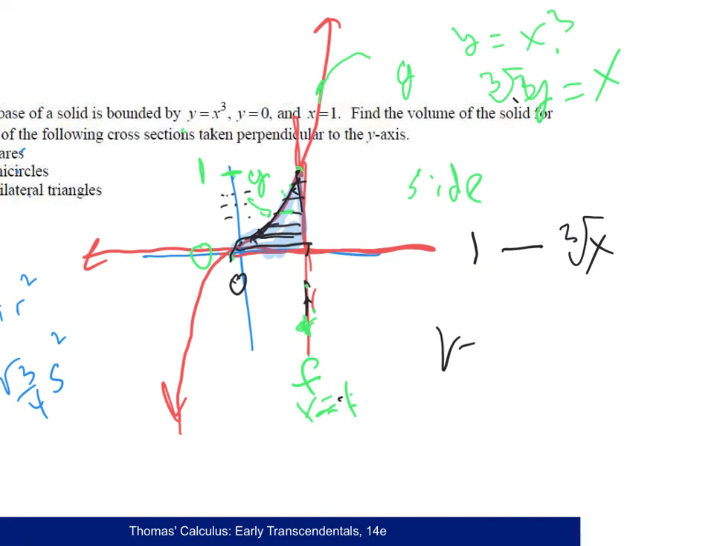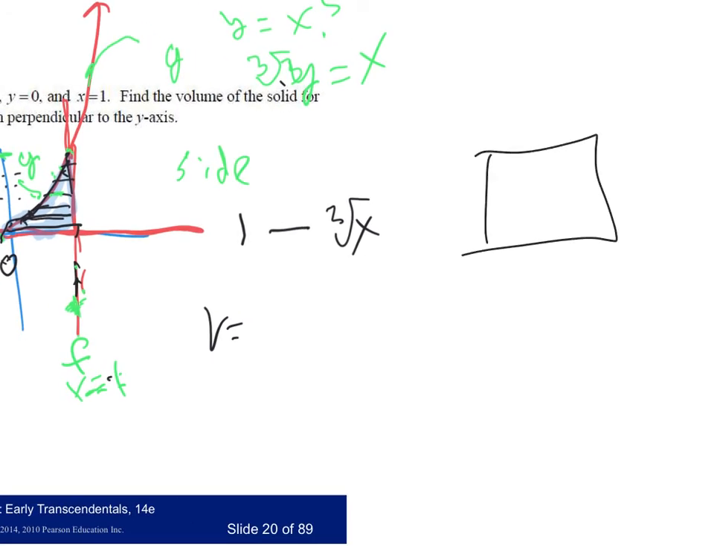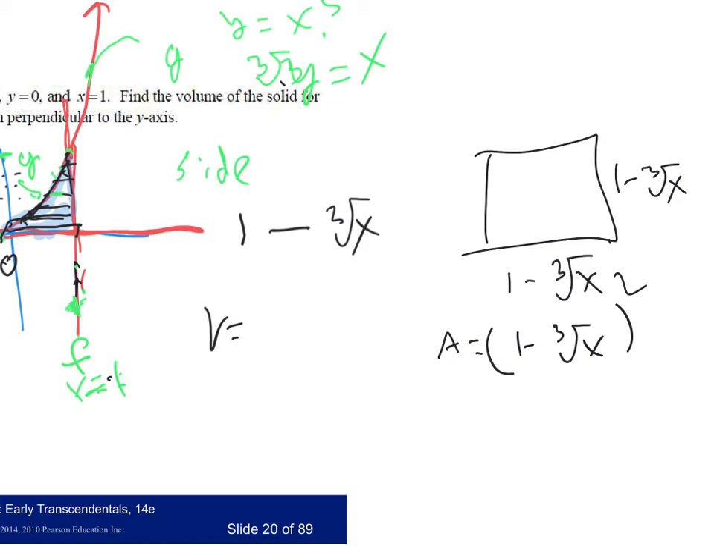Okay, volume is the square. Will the square be a different area? Yeah, the square is going to be a different area than before. Let me do it better. The square now will be 1 minus cube root of y by 1 minus cube root of y, so my area will be 1 minus cube root of y, squared. So volume is the integral from 0 to 1 of 1 minus cube root of y all squared dy.